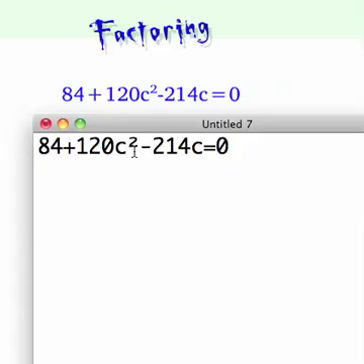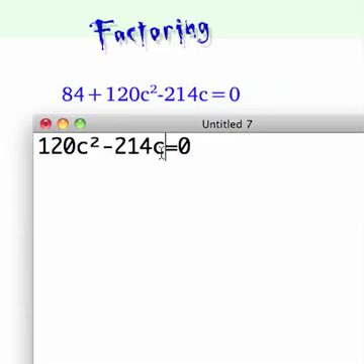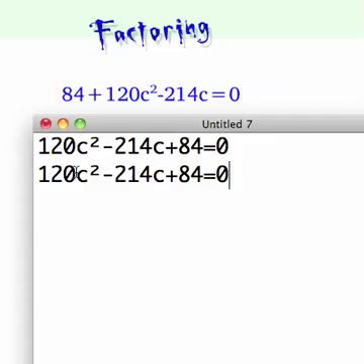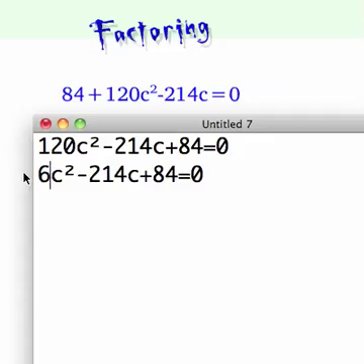And I want to rearrange this because I need it to be in decreasing order of degree. So plus 84, there we go. And then I'm looking for a common factor that goes into 120, 214, and 84. And I'm going to divide both sides by that. The only thing I could figure that would go into all of them is 2. So that makes 60.